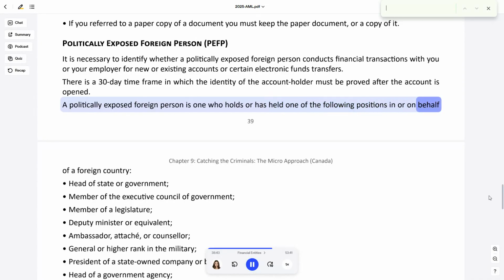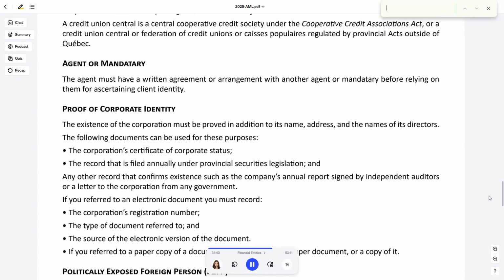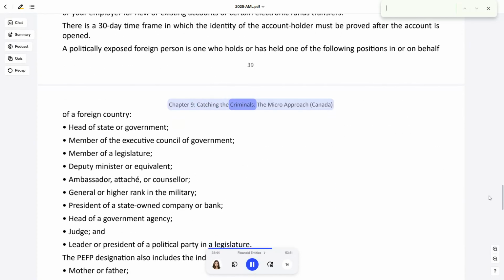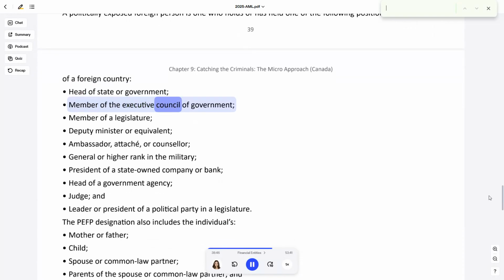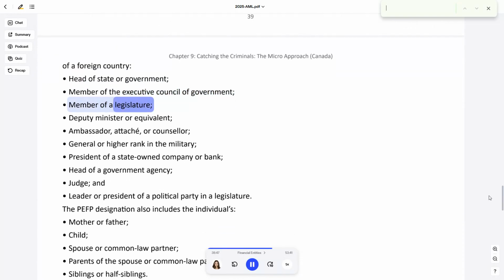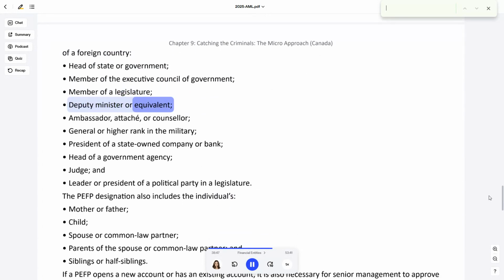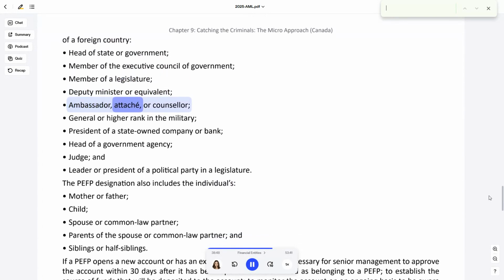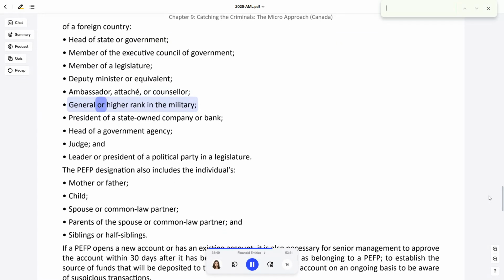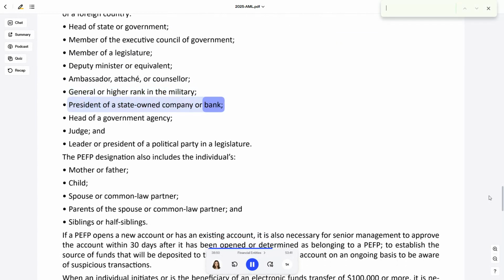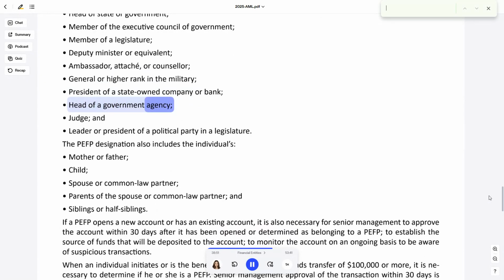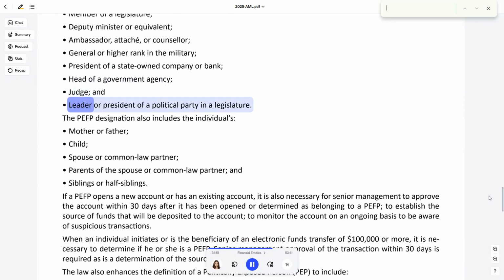Head of state or government, member of the Executive Council of Government, member of a legislature, deputy minister or equivalent, ambassador, attaché or counselor, general or higher rank in the military, president of a state-owned company or bank, head of a government agency, judge, and leader or president of a political party in a legislature.